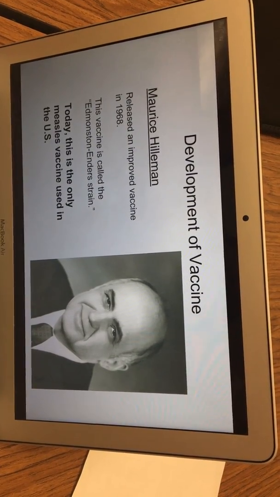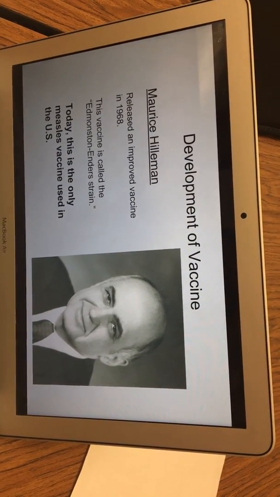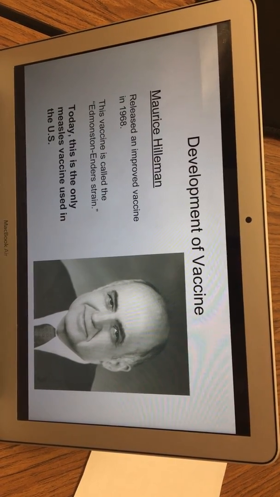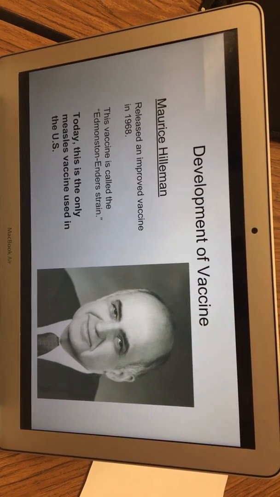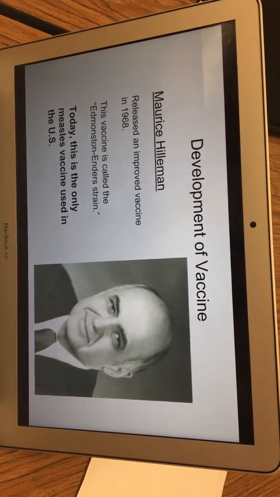Then, 5 years later, Maurice Hilleman released a less strong and improved vaccine for measles, called the Edmonston-Enders strain, and the U.S. still uses this vaccine to this day.